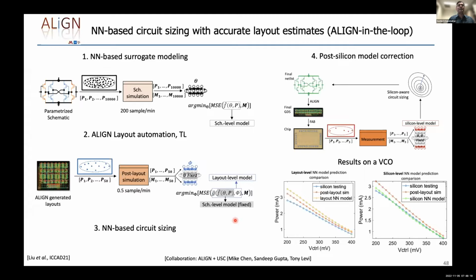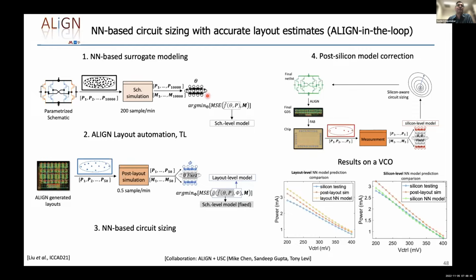This is some work that we did in collaboration with a group at USC. They came up with this initial step, which was schematic optimization. So they had an approach for neural network-based surrogate modeling. And basically what they did was they used Bayesian optimization to guide some sampling approaches. And then they used a multi-layer perceptron to create a model for specific blocks.